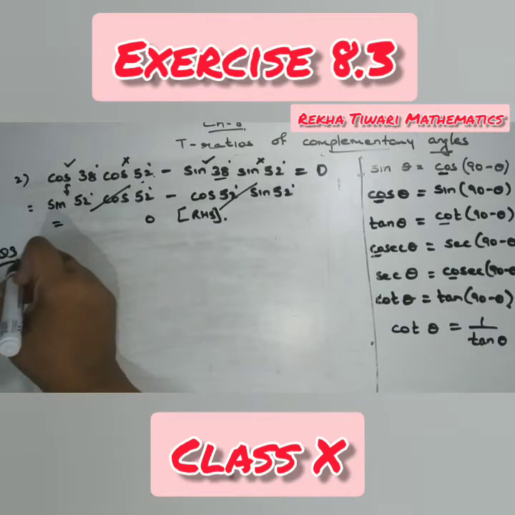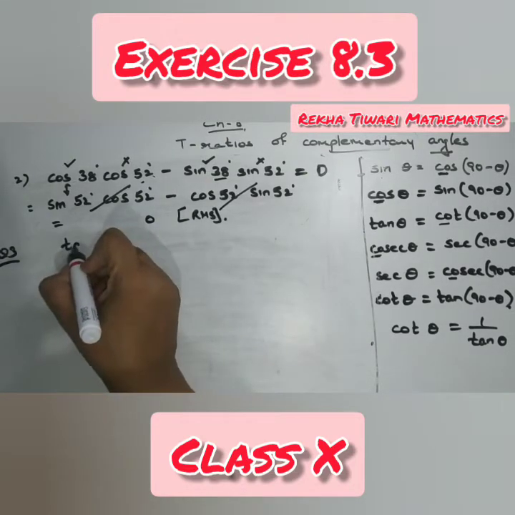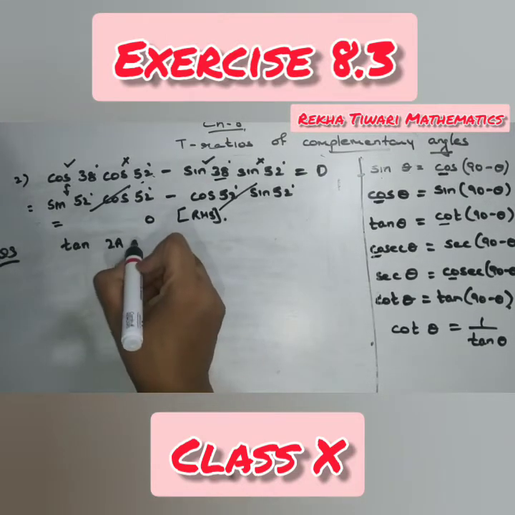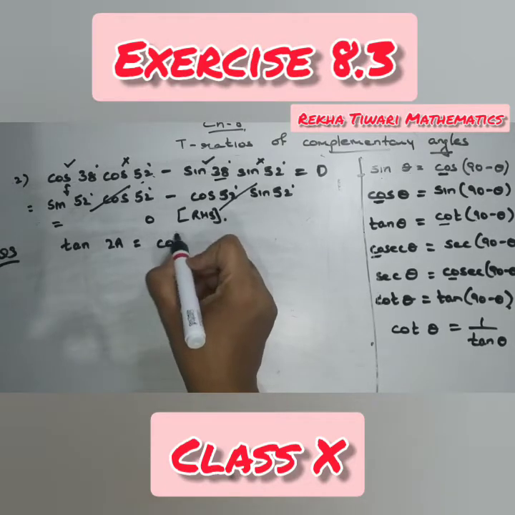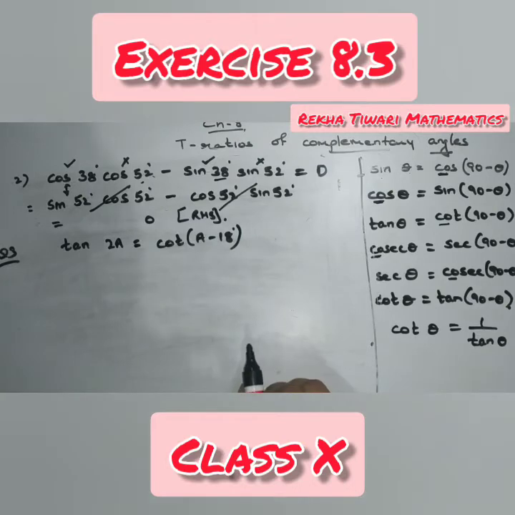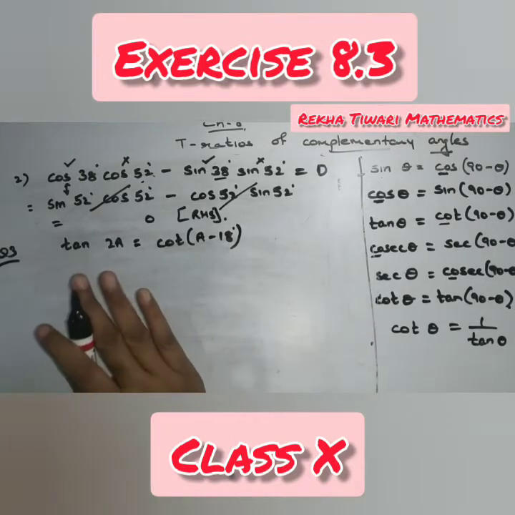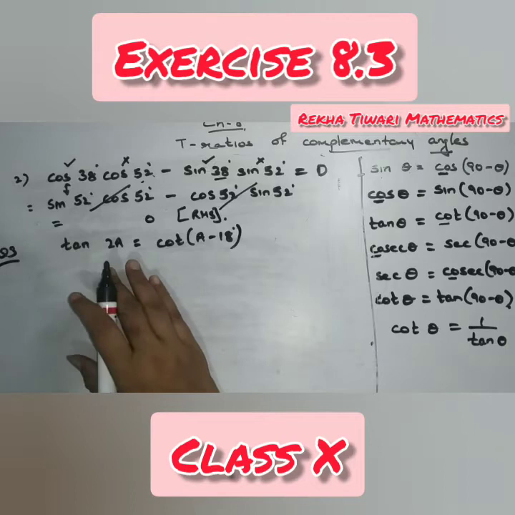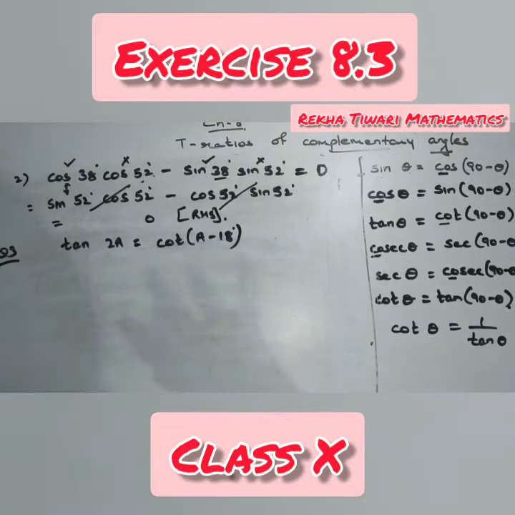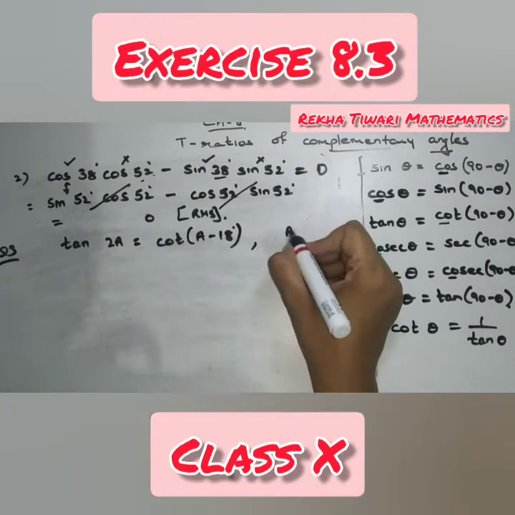Move to question number 3. Question number 3 is, if tan 2a is equal to cot a minus 18 degree, where 2a is the acute angle. Naturally, we are dealing with the acute angles only, less than 90 degree. So whatever angle is written here, they are always less than 90 degree. We have to find out the value of a.